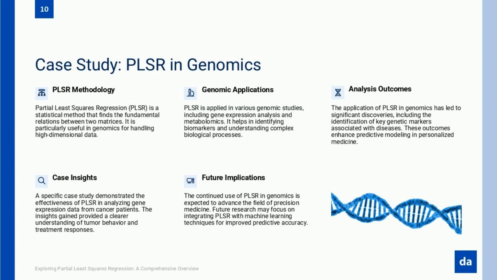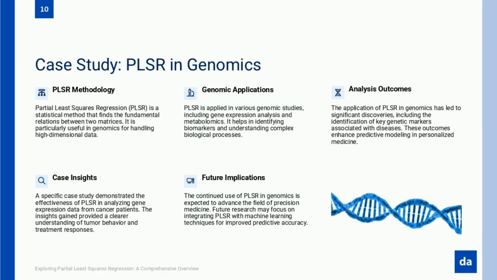Instead of analyzing each gene separately, which would take forever and lead to misleading correlations, PLSR finds combinations of genes that best explain disease progression. It's like turning a chaotic crime scene into a clear suspect profile. Another major use? Personalized medicine.